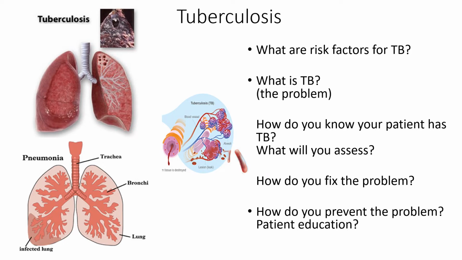Having humidified O2, they need to take their prescribed meds. It's a 4-drug regimen. They need to have adequate nutrition. They need lots of protein, iron, vitamin C and B. They need a nice, good, balanced diet.